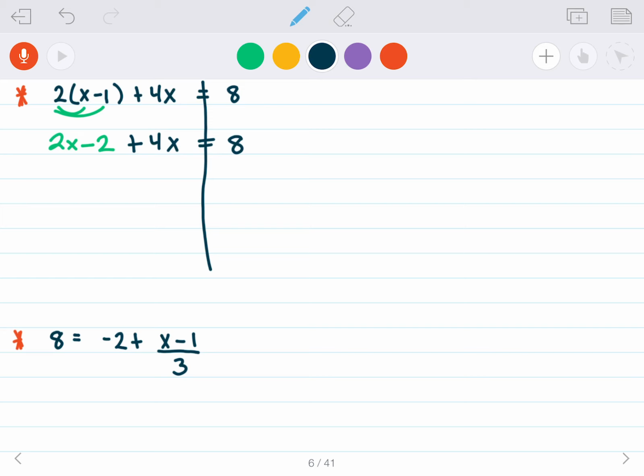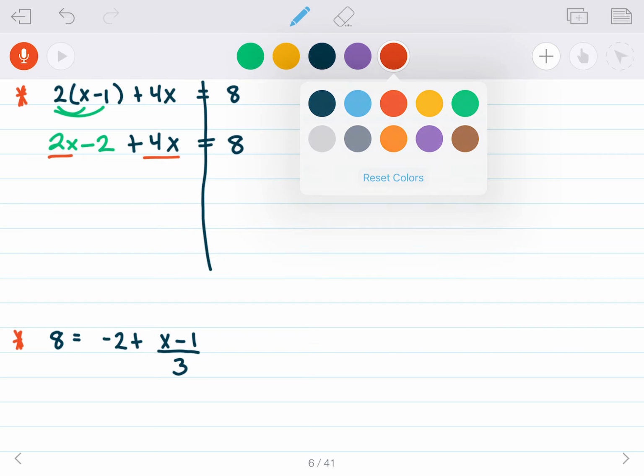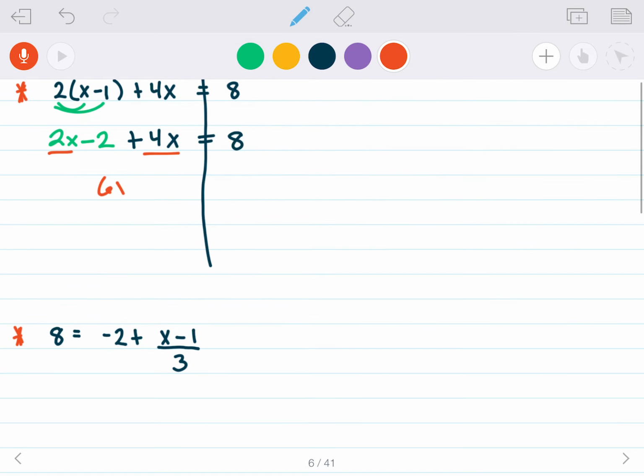Step 2, do I have like terms on the same sides? On this side, I have nothing. I just have 8. No combining. On this side, I have like terms. I have 2x and a positive 4x makes a positive 6x. Right? And notice, I'm not introducing anything new to the left side. That's why I'm not adding anything over here, because the stuff on the left side was already there.